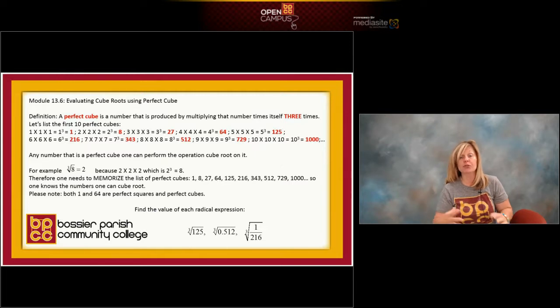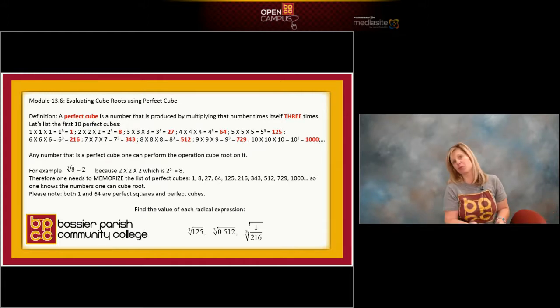Now, when you cube a number, they grow a lot faster. They get a lot bigger. So on this list, I've only listed the first 10 perfect cubes because they're the most common in a mathematics class. So you, ladies and gentlemen, need to memorize the numbers that are perfect cubes. And the list goes 1, 8, 27, 64, 125, 216, 343, 512, 729, 1,000. Those numbers are all perfect cubes. You got them by multiplying the same number 3 times. Therefore, those 10 numbers, you can all do the operation cube root on without doing any work.